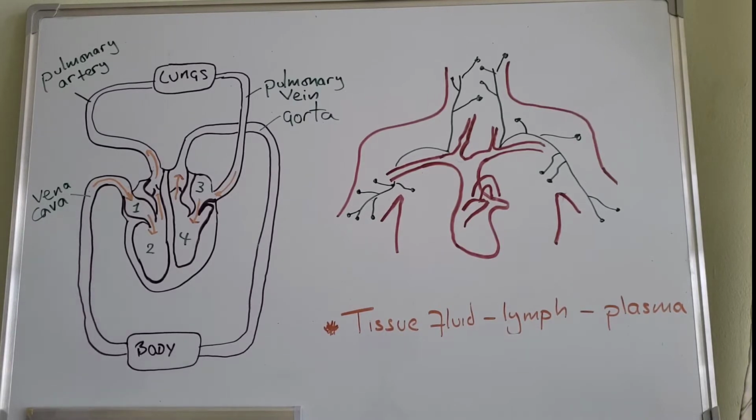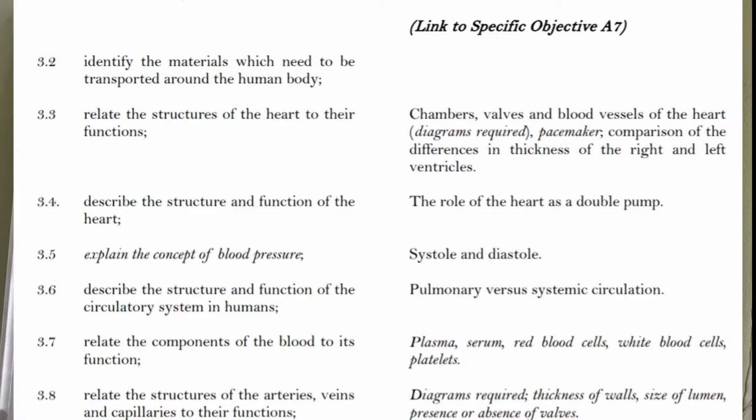Today, we're going to be looking at 3 learning outcomes from the CXC Human and Social Biology syllabus. Those are learning outcome 3.3, which asks us to relate the structures of the heart to their functions. 3.4, describe the structure and function of the heart. The explanatory note there being the role of the heart as a double pump. We're going to skip learning outcome 3.5 and go to learning outcome 3.6, which asks us to describe the structure and function of the circulatory system. The explanatory note there being pulmonary versus systemic circulation.